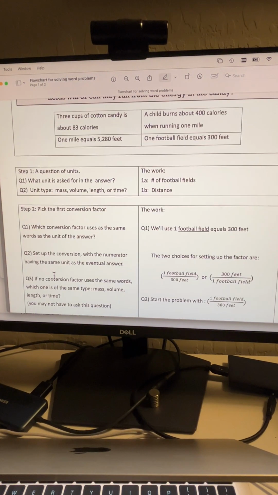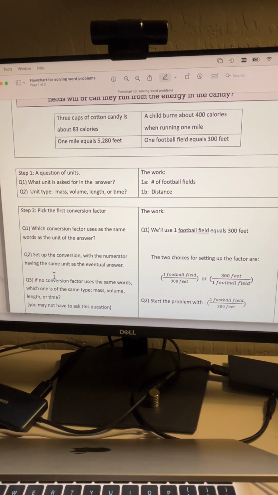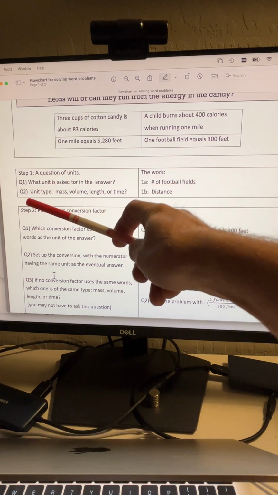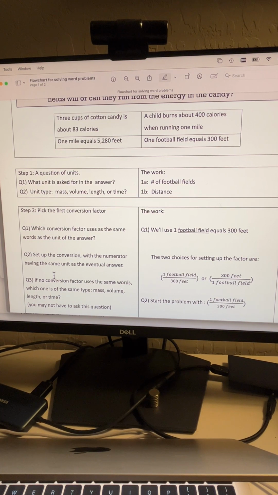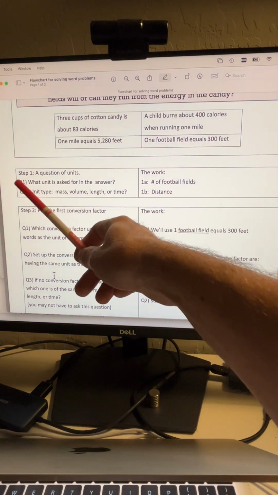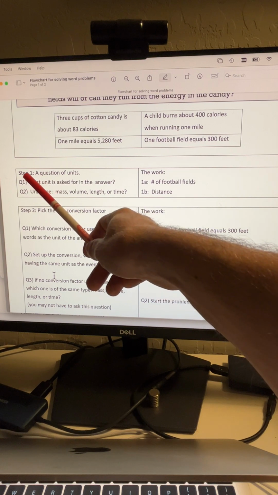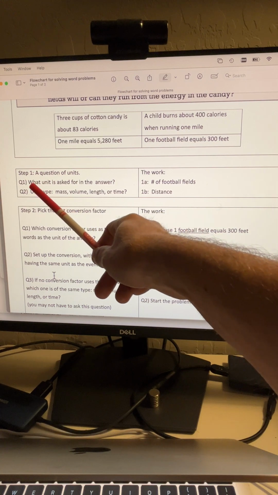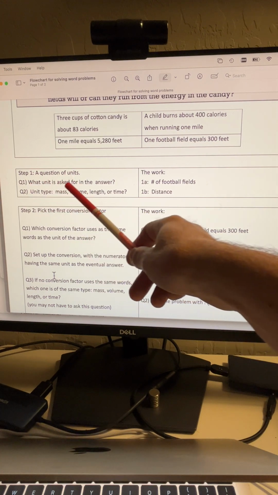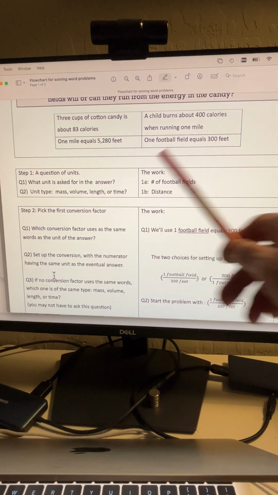So I've refined the question. Question 1 is, I misspoke in class. Although the way that I talked about it, once again, you can get an answer in so many math problems in 2 or 3 different ways. So I think this way really helps focus us. Step 1 is a question of units. What unit is asked for in the answer?